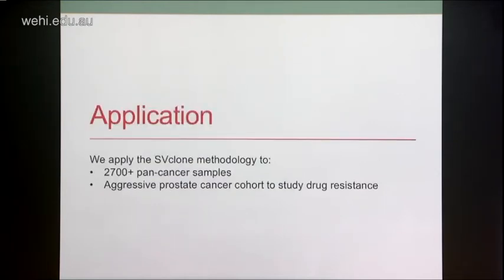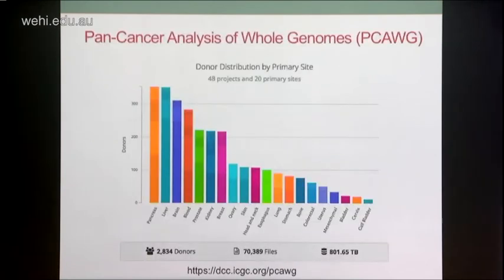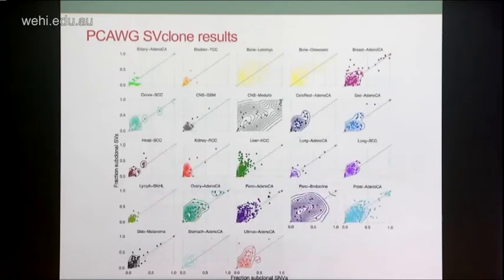So in order to apply our algorithm to a really large cohort, we are part of the Tumor Heterogeneity and Evolution Working Group in the Pan-Cancer Analysis of Whole Genomes project. And so we applied this algorithm to those samples, and then also an aggressive prostate cancer cohort, which was smaller scale and also a more specific research question. So PCAWG is an international project with over 2,800 donors, over 2,600 tumors, 801 terabytes, so lots and lots of data. It's a huge project, and we're just a very small part of it.